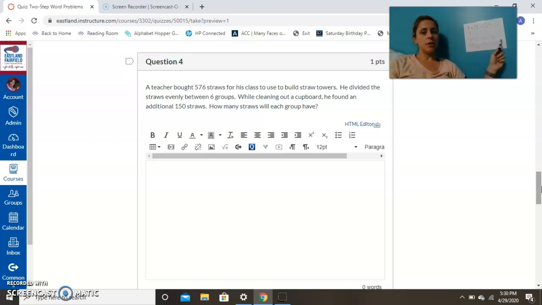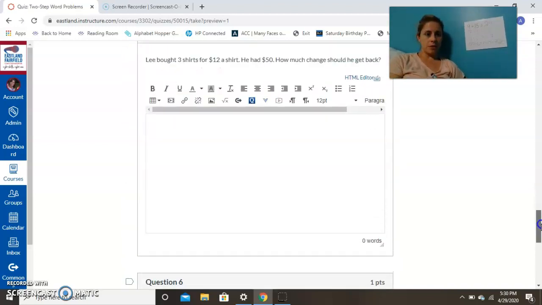He's going to divide, it even says divide in the problem, divide the 726 straws into 6 groups. Okay, so that's what you need to do. Find your final answer.